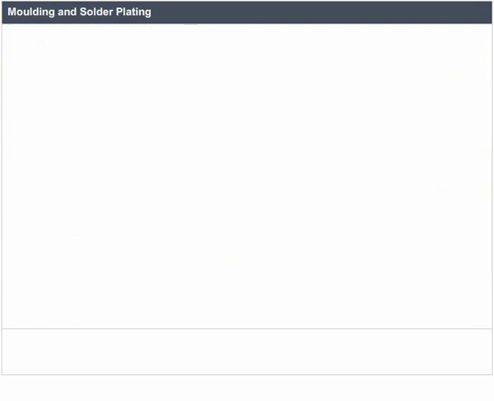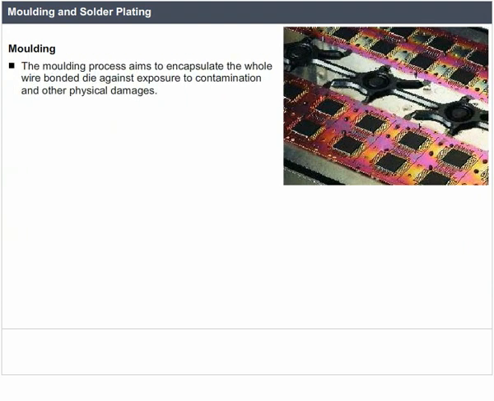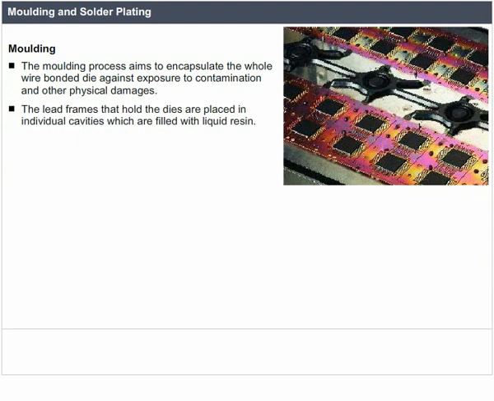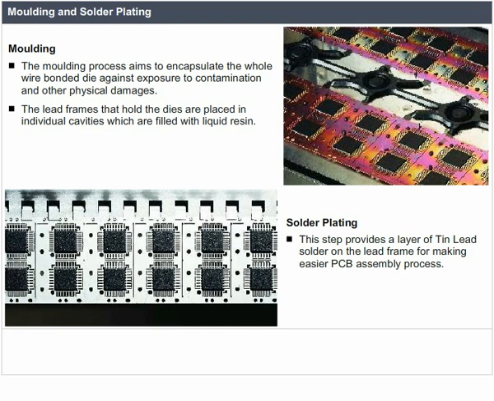Molding and solder plating. Molding. The molding process aims to encapsulate the whole wire-bonded die against exposure to contamination and other physical damage. The lead frames that hold the dies are placed in individual cavities which are filled with liquid resin. Solder plating. This step provides a layer of tin-lead solder on the lead frame to make the PCB assembly process easier.